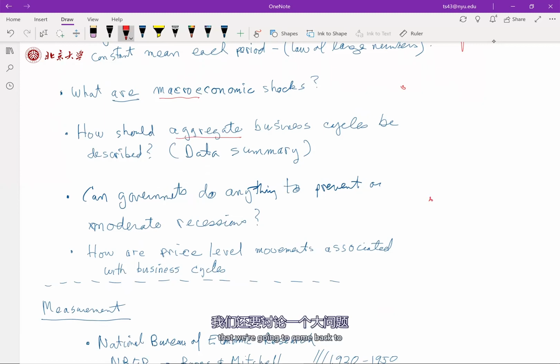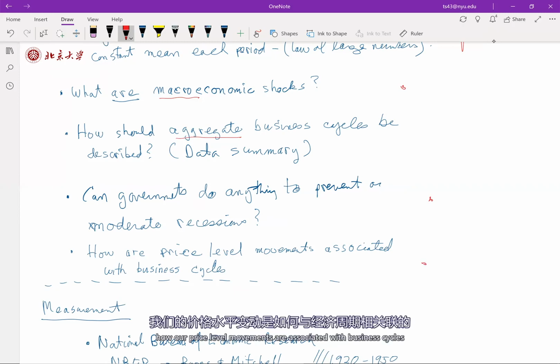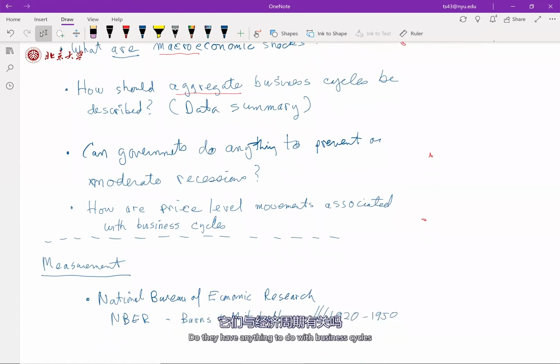Then here's a big question that we're going to come back to. Can governments do anything to prevent or at least moderate business cycles, recessions? Now, this is at the core of the question that Marx raised, the serious question. Is a market economy doomed by its inherent characteristics, or is there anything that can be done to repair the patient and basically keep them healthy? And then the final thing is, how are price level movements associated with business cycles? Do they have anything to do with business cycles? Or are they at the core of the business cycle?